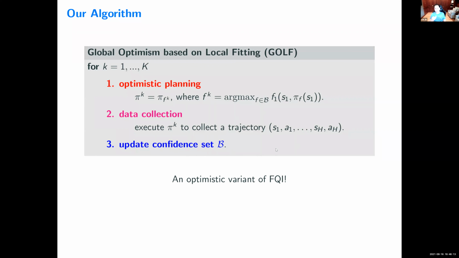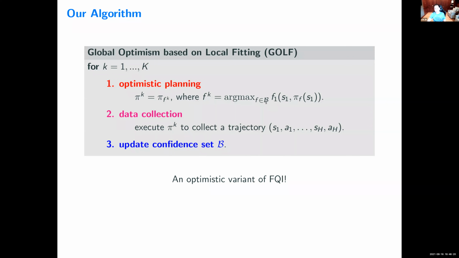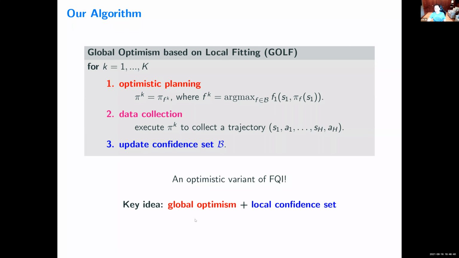So clearly, this is just an optimistic variant of FQI. As I already said, when beta is equal to 0, this is just FQI. Now it's a slack relaxation, and we do optimistic planning on FQI. And the key idea here is so-called global optimism and local confidence set. We call this confidence set a local confidence set because you don't look at the Bellman error at each step. But the global optimism, that is, we only maximize a single criterion, which is the value function at the very first step.